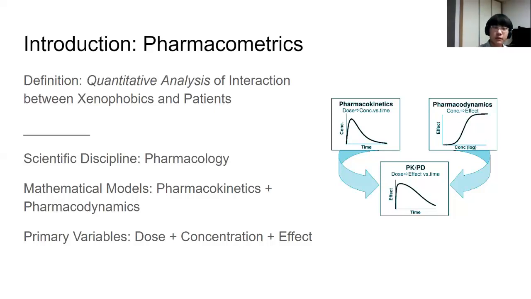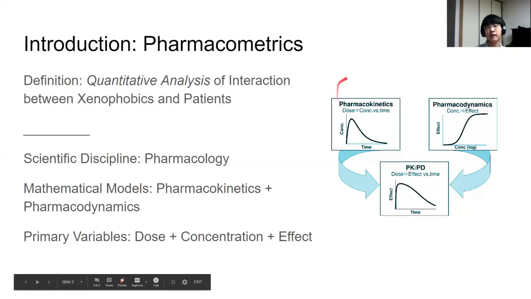So the primary variables we have to focus on whenever talking about pharmacometrics and pharmacology in general are the dose, concentration, and also the effect. We're going to use the mathematical models later in order to understand the specific term called pharmacokinetics.